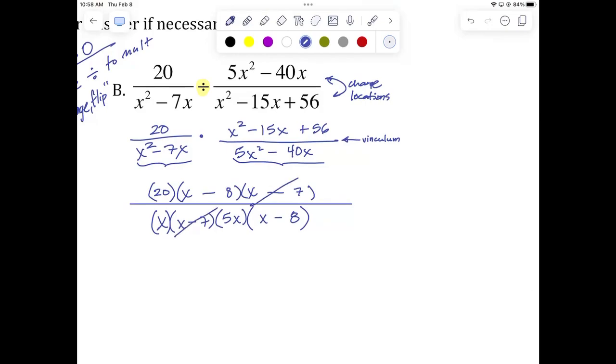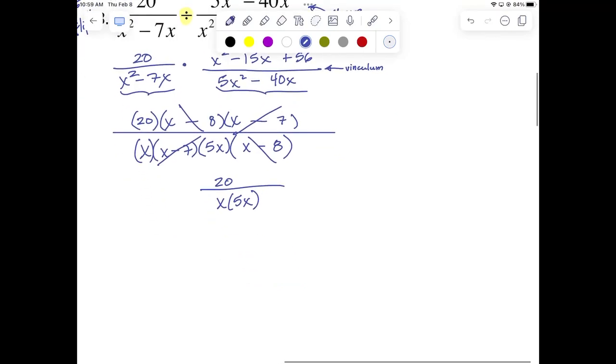So, see ya, wouldn't want to be a x minus 7. Adios, hasta luego, x minus 8. And now you take inventory. I'm left with a 20 in the top, and in the bottom I'm left with an x times a 5x. Okay? And the x can be written without the parentheses because it's in front. Since those are like factors, that's the same as 20 over 5x squared.